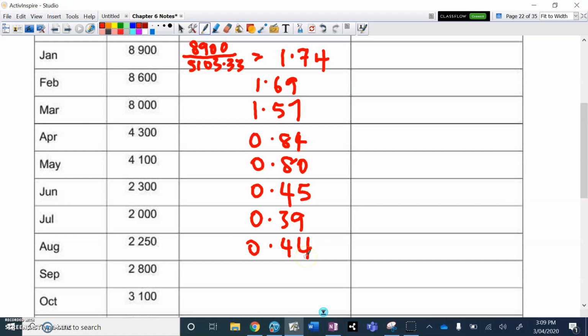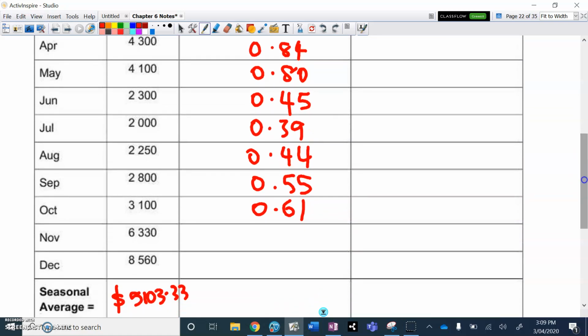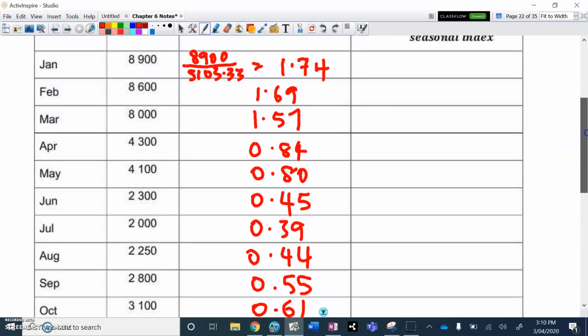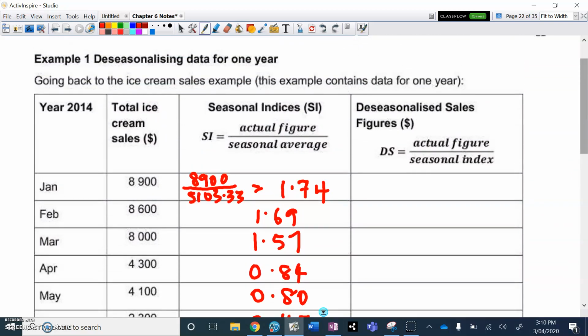So you go through all 12 and fill it in. Once you've done the calculations for all of those, you'd have to work all of those out. If you see there, the December figure being 1.68 basically just means December sales figures for ice cream are generally 68% above average monthly sales. So it's pretty quick and easy to do the seasonal indices.